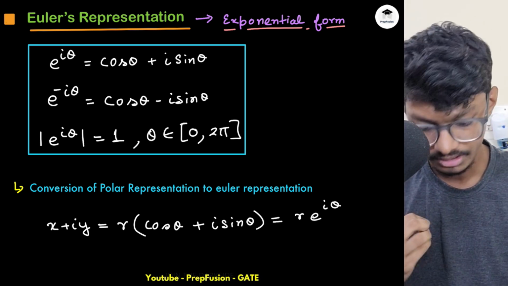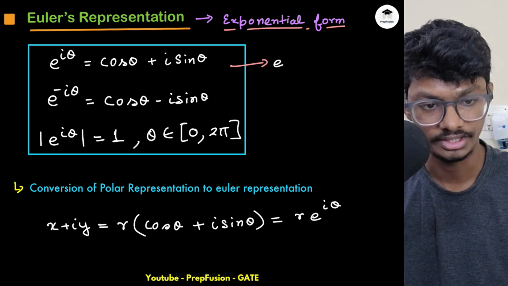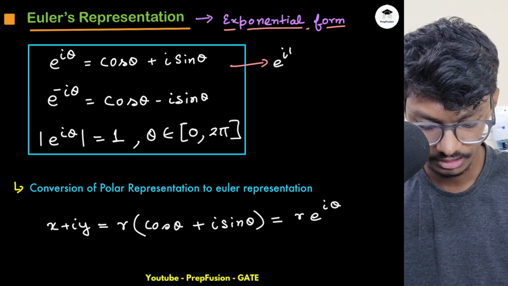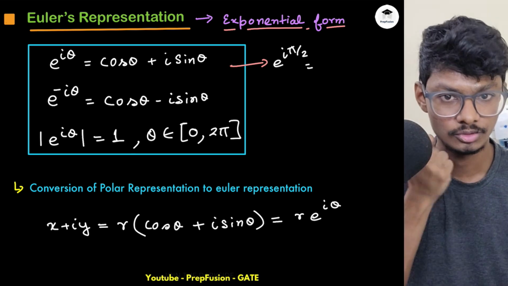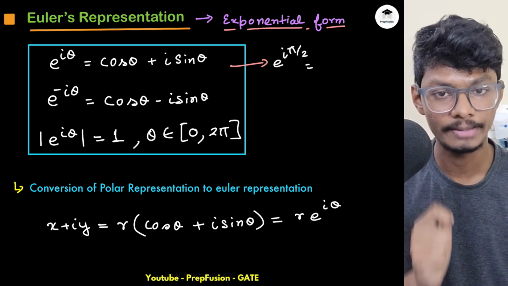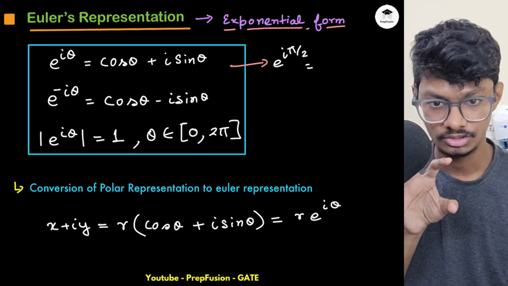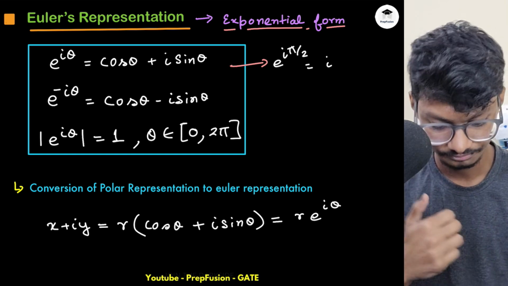this, then I will write a few standard forms. What is e raised to power i pi by 2? It is simply theta equals pi by 2. So cos of pi by 2 is 0, sin of pi by 2 is 1. So it is 0 plus i into 1, which is i itself. So e raised to power i pi by 2 is i.